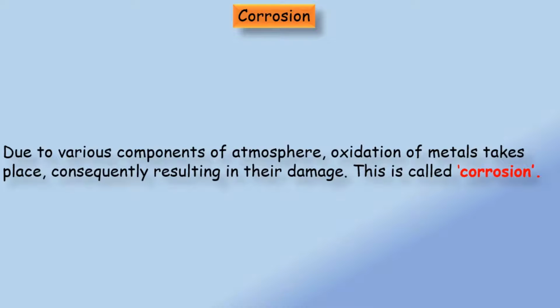Let us know about corrosion process. Due to various components of atmosphere, oxidation of metals takes place, consequently resulting in their damage. This is called corrosion. Corrosion is a serious problem. Let us see how corrosion affects various metals.